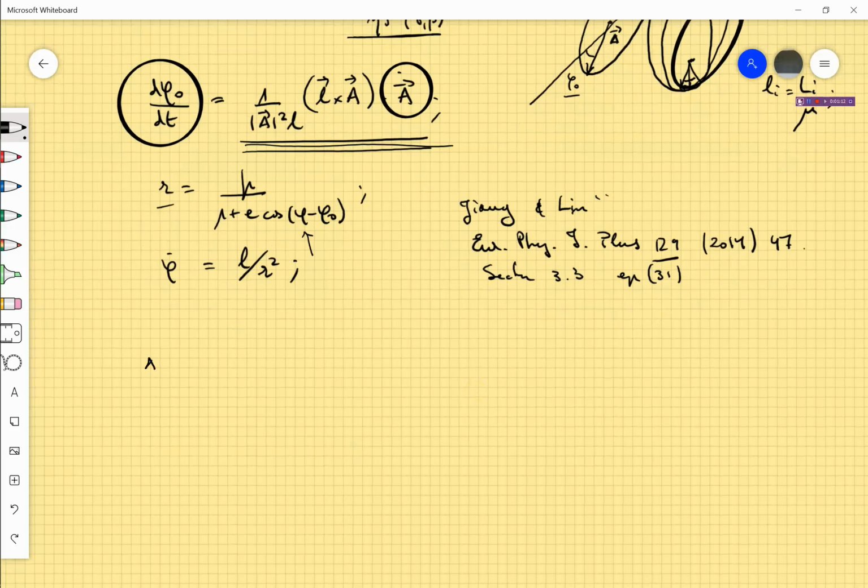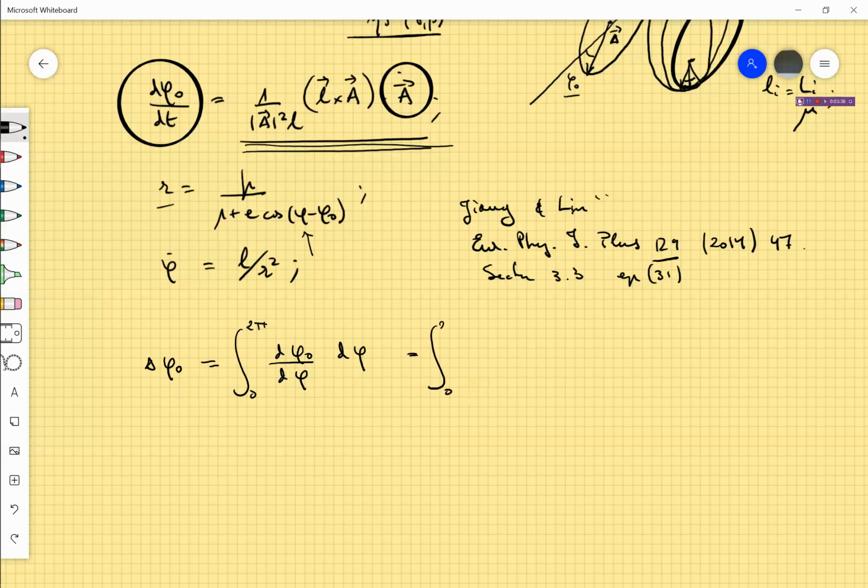So delta phi 0 would be the integral between 0 and 2 pi of d phi 0 with respect to d phi. Okay, if you want to integrate this variation from 0 to 2 pi. Now, using the chain rule, this would be what we have, and dt d phi, which is just 1 over phi dot, which we also have because we know what r is.